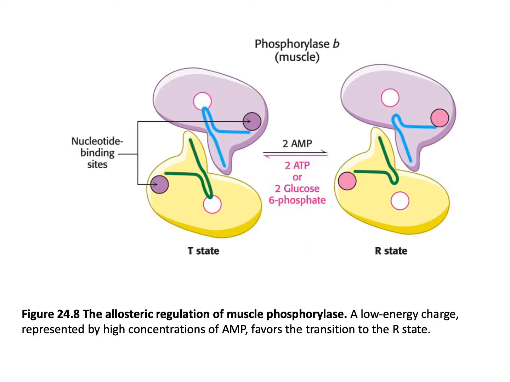This figure shows allosteric regulation of muscle phosphorylase. During a workout, a low energy charge state, represented by a high concentration of AMP, favors the transition to the R state. When resting, that is, a high energy charge in which the ATP concentration is high, it favors the T state.